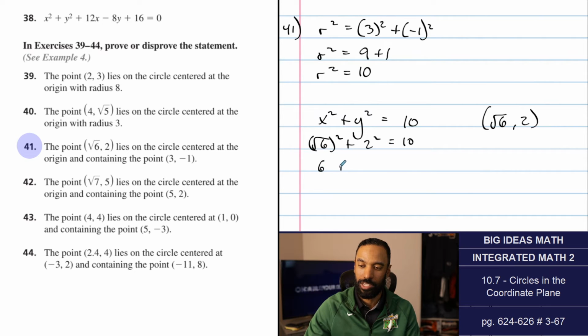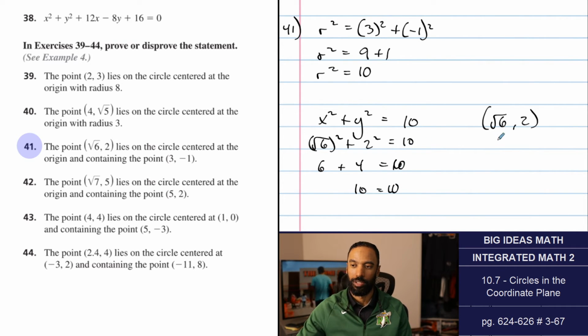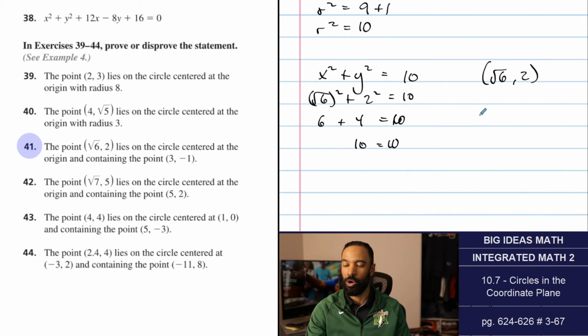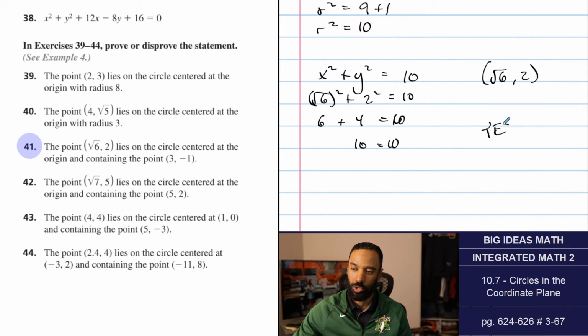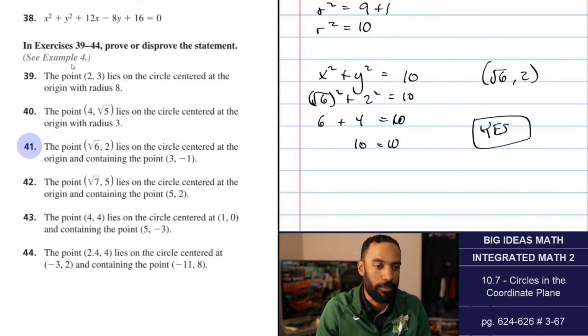Root 6 squared is 6. 2 squared is 4. 6 plus 4 equals 10. Yes, indeed, 10 equals 10. So, prove or disprove the statement that this lies on the circle. The other ones I said no. Here I'll just say yes. Yes or true, yes, it does. Disproven a lot of them leading up to that.